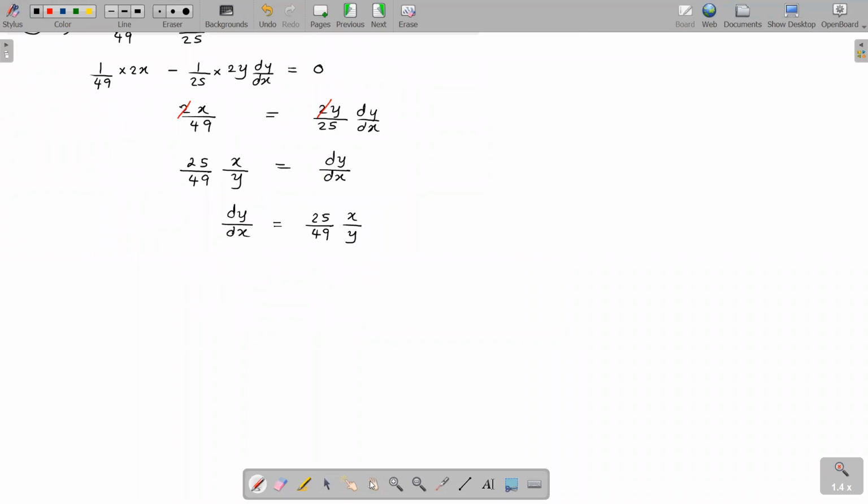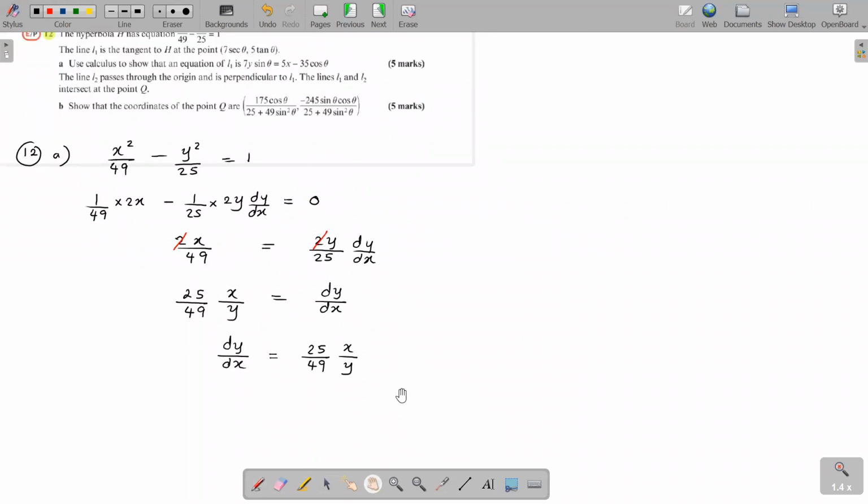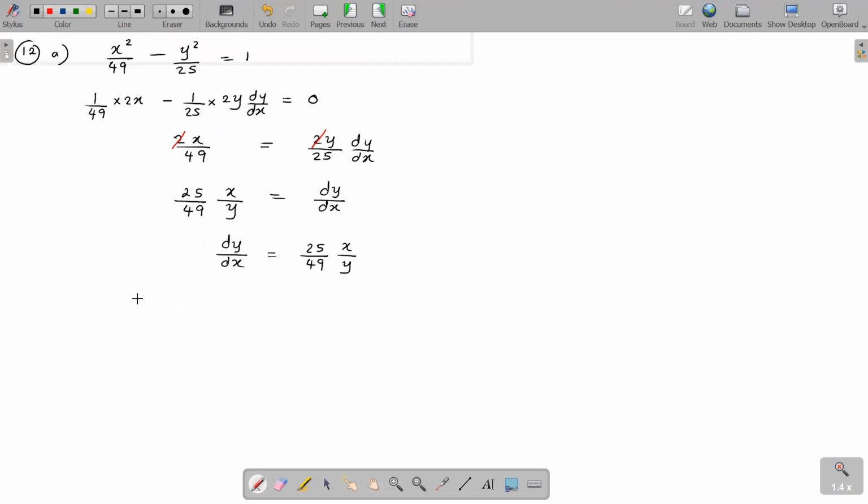Okay, so now let's get the equation of the tangent at the point 7 sec theta, 5 tan theta. So the point is 7 sec theta, 5 tan theta. So get dy/dx of the tangent: 25 over 49 times x is 7 sec theta, over y is 5 tan theta.